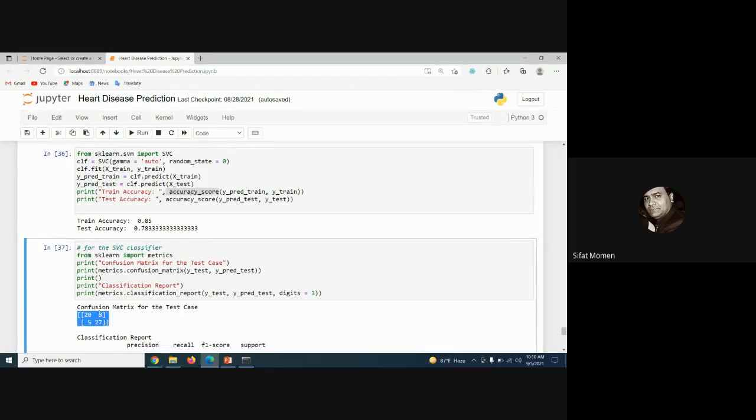Okay, so 28, 5, and 27. Now, for this one, on the left is the actual, and the top is predicted. Okay, so that's this one.